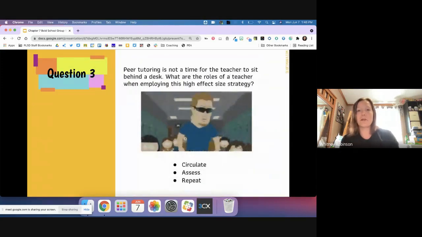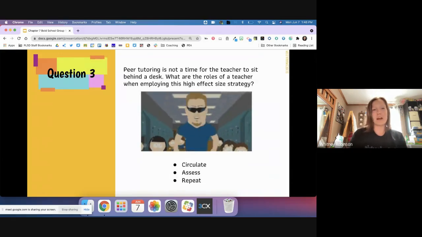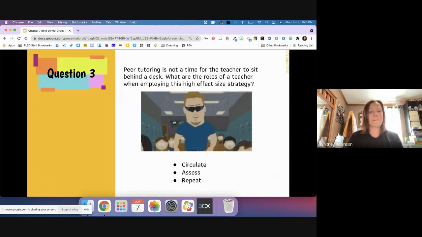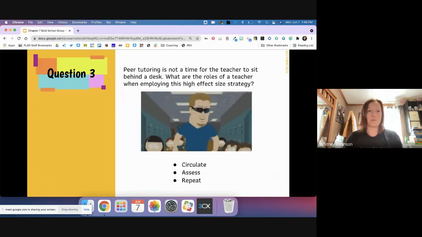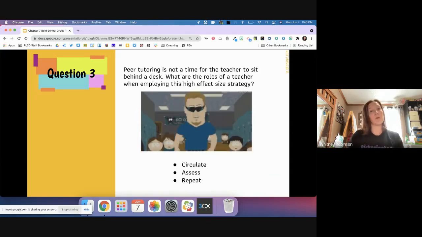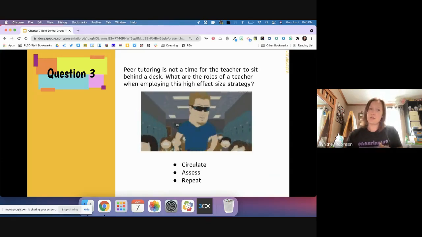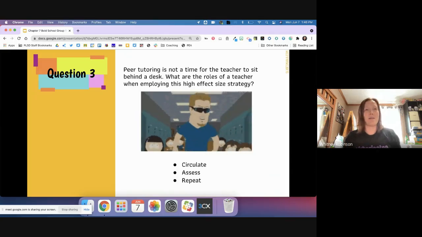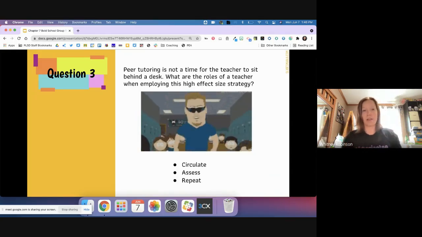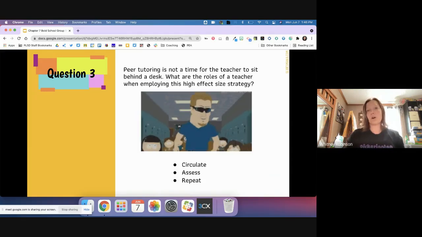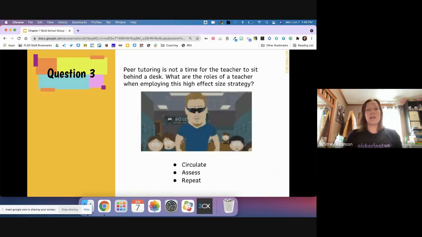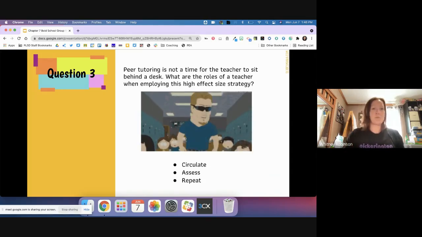Question 3 says, peer tutoring is not a time for the teacher to sit behind a desk. What are the roles of a teacher when employing this high effect size strategy? It really says it in the question, don't sit behind the desk. I think one of the things we do if we see something going well, or if kids look engaged, we tend to back away a little bit. And that's not how many of you have partnered up friends because it's safe, right? They'll work for each other. And then halfway through, they're talking about their football game last weekend. So the idea is circulate, assess, repeat.